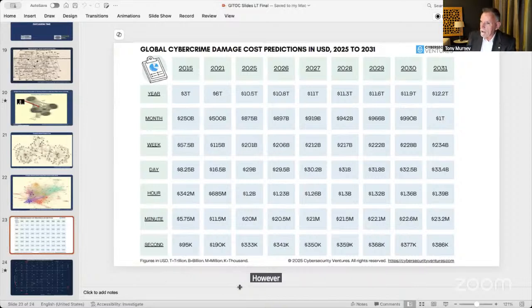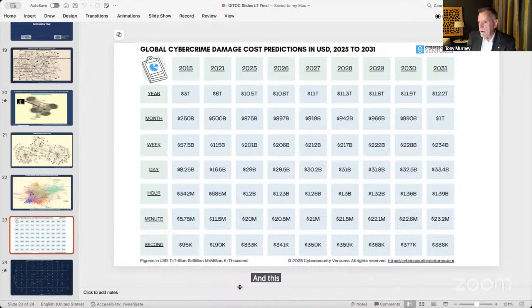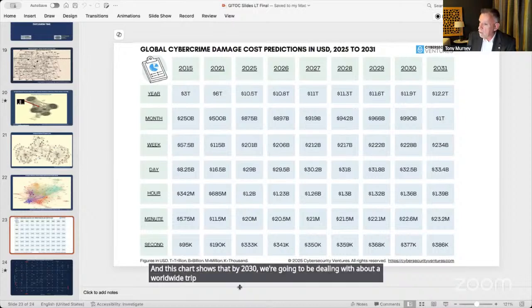However, if we look at what's happening with cybercrime, it's growing out of control. And this chart shows that by 2030, we're going to be dealing with about a worldwide, that's the top line, $12 trillion.